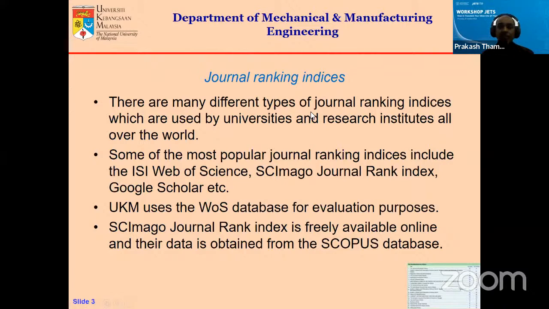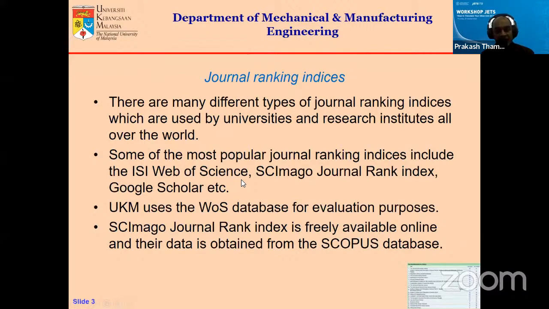There are many different types of journal ranking indices which are used by universities and research institutes all over the world. Some of them you have to pay for, like the Web of Science, ISI, which in my opinion is the most stringent of the journal ranking indices. It has not as many journals compared to SciMago, which is basically Scopus powered. There are more journals listed in SciMago compared to ISI. In other words, ISI is more stringent.